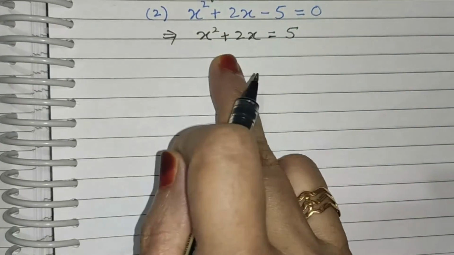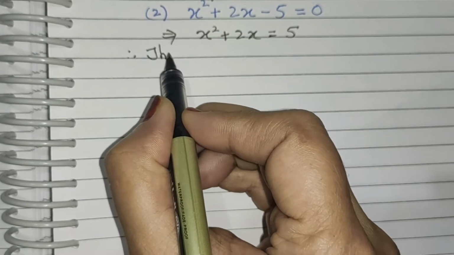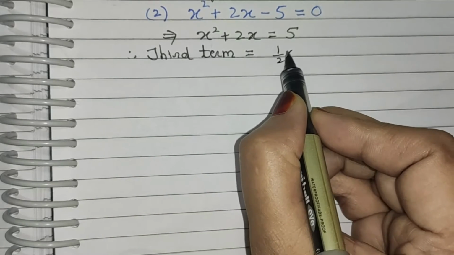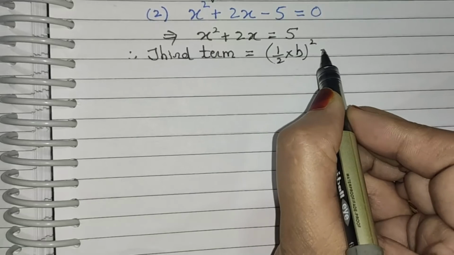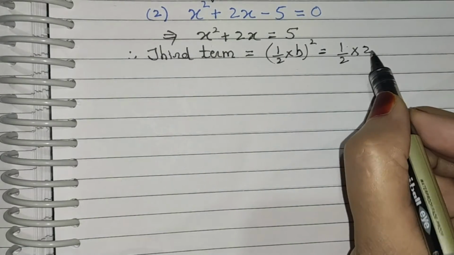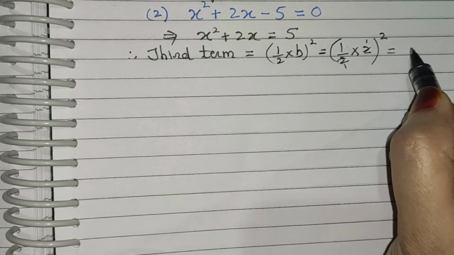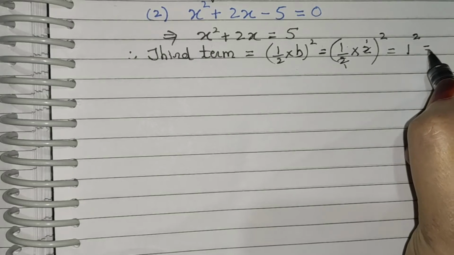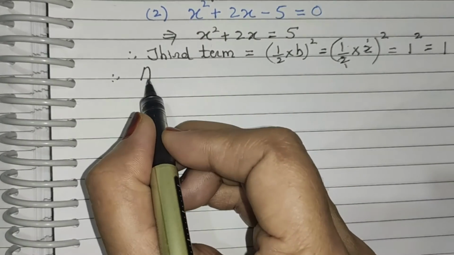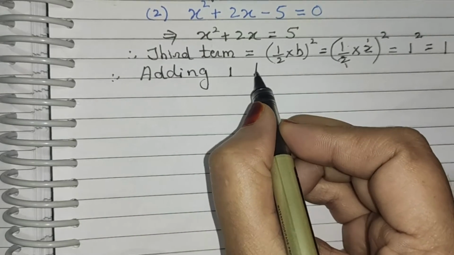We make left hand side a perfect square by using third term. Therefore third term is equal to 1 upon 2 into b whole square, means 1 upon 2 into b means coefficient of x, which is equal to 2. Now 2 ones are cancel, whole square. We get here 1 square, which is equal to 1. Now adding 1 to both sides of equation.